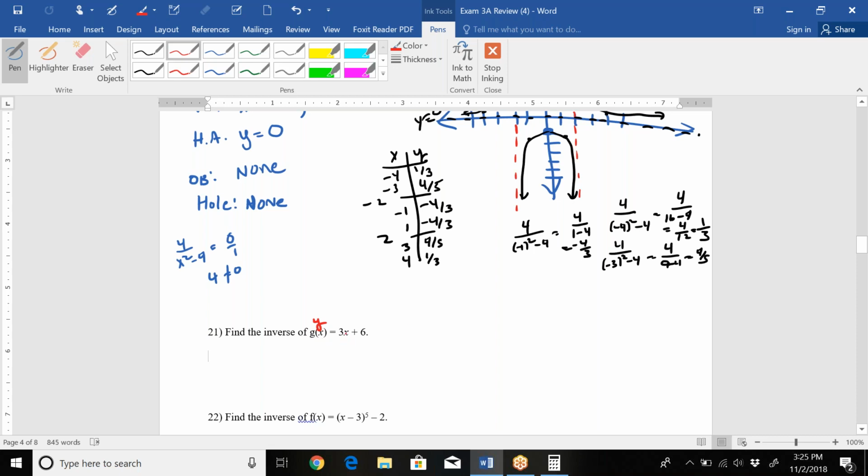So I usually just solve this by doing the swap first. That's kind of how I approach it. So this would be x equals 3y plus 6, and then I solve for y again. So I'm resolving now, and then x minus 6 divided by 3 equals y. Some people like to break that up. It's 1/3 x minus 2, make it linear, essentially. And then we don't call it y anymore. We call it f inverse or g inverse, which in this case would be g inverse.